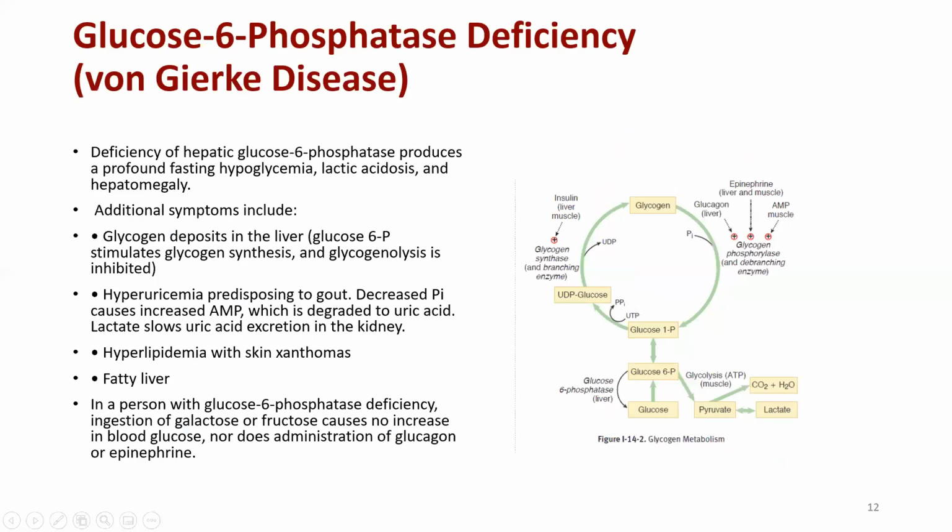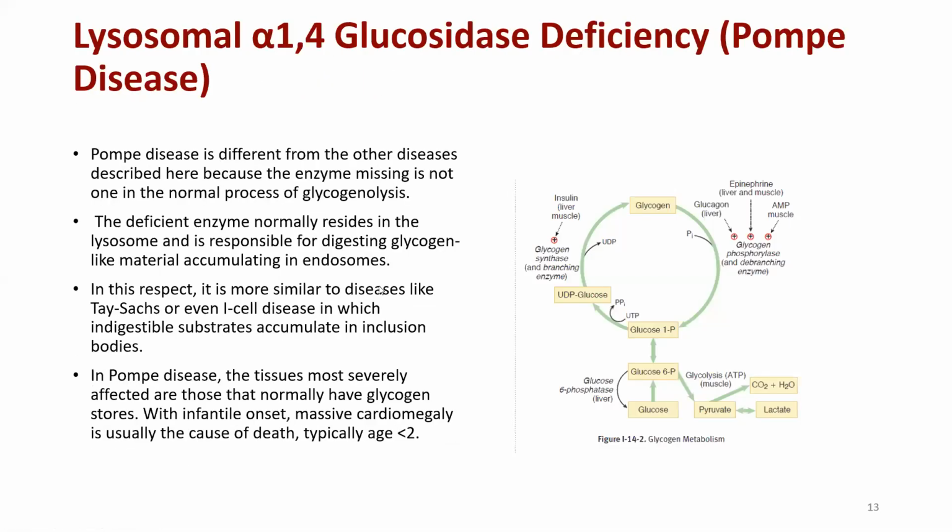Pompe's disease, like we said, is a lysosomal alpha-1,4 glucosidase deficiency. The deficient enzyme normally resides in the lysosome and is responsible for digesting glycogen-like material in endosomes. It is more similar to diseases like Tay-Sachs disease. The tissues most severely affected are those that normally have glycogen stores. This occurs before 2 years of age.